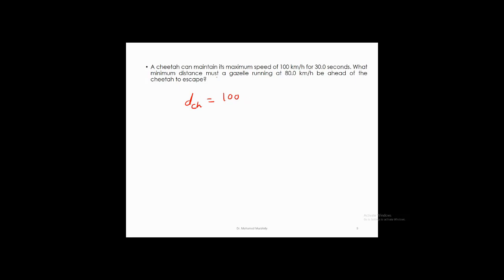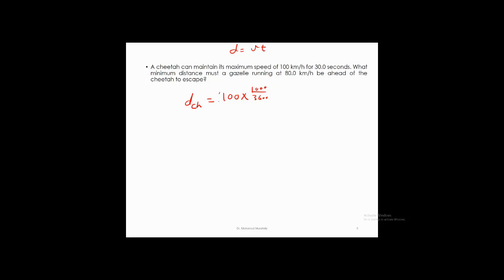ينفع طبعا distance, I will use this one, V times T. Can I use the 100 km with 30 seconds? We have to convert, right? So we have to convert 100 km per hour into meter per second. ازاي؟ We have to multiply that by 1000 divided by 3600. That will turn the 100 kilometer per hour into meter per second.